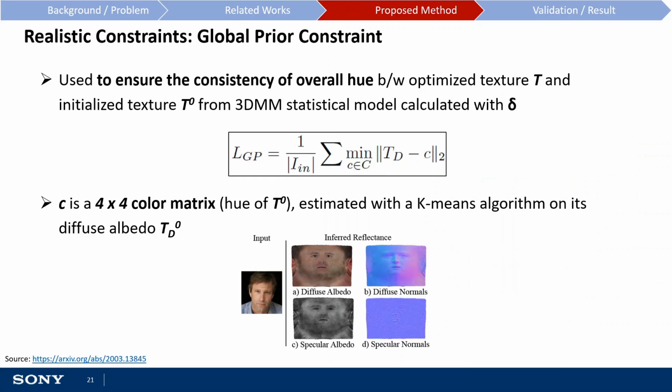The global prior constraint is used to ensure the consistency of overall hue between optimized texture T and initialized texture T0 from the 3DMM statistical model calculated with delta. As the colors mainly come from diffuse albedo in T, authors estimate the overall hue of T0 with k-means algorithm on its diffuse albedo T0D and get a 4x4 color matrix C. Given the diffuse albedo of texture T as Td, this term is given by the equation on the slide.